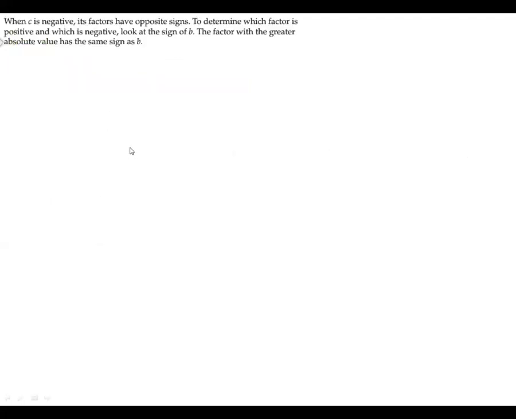Okie dokie. All right, one more. When c is negative, its factors have opposite signs. To determine which factor is positive and which is negative, look at the sign of b. The factor with the greater absolute value has the same sign as b. Okay, that sounds very complicated, but no, the last number is negative. That means one number had to be positive and one had to be negative.